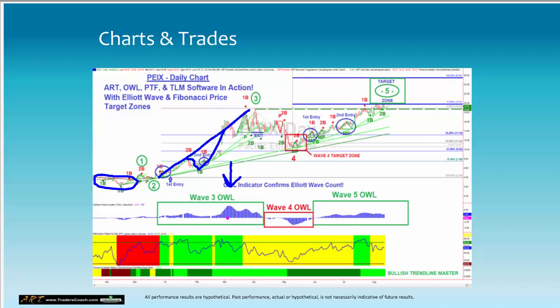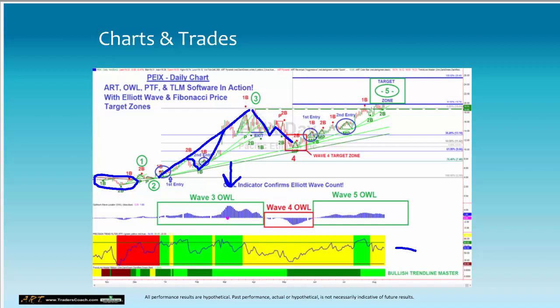Plus we have some other indicators that we haven't talked about. The PTF, when it's green, we usually see a lot of green during Wave 3. And then you have trend lines as well. Trend lines are usually easy to plot during a Wave 3 because Wave 3s, for the most part, will be fairly orderly.